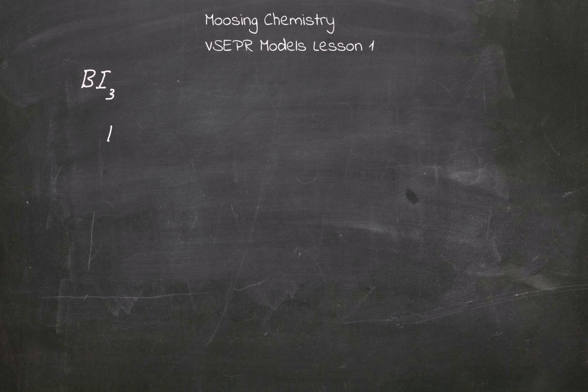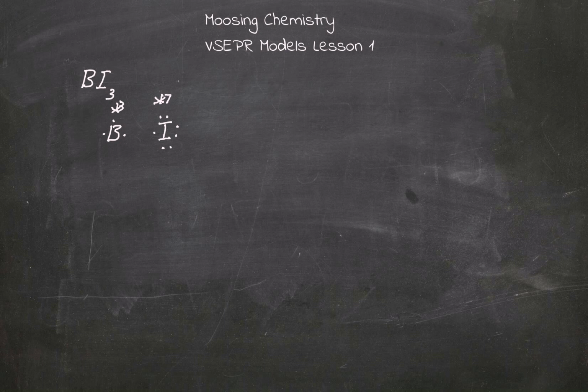Boron is in group 13, so that means, getting rid of that one there, it has 3 valence electrons. And I, which is iodine, is in group 17, but we cross out that one there, so we have 7 valence electrons. Now what we need to do first is find the total number of valence electrons for the structure.